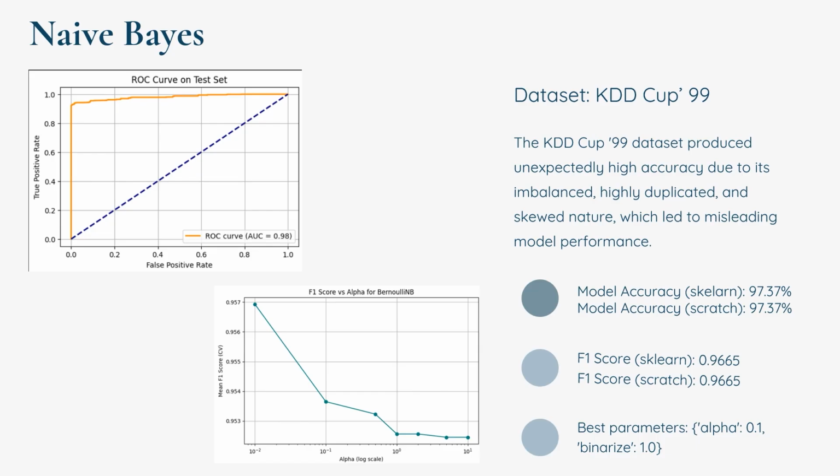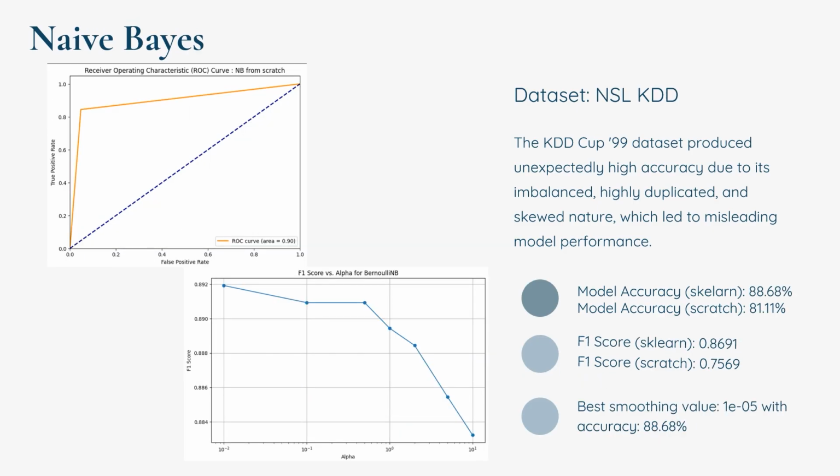This slide shows Naive Bayes performance on the KDD Cup 99 dataset. Both models achieved 97.37% accuracy and an F1 score of 0.9665. The ROC curve with AUC 0.98 highlights strong classification ability despite the dataset's imbalance.